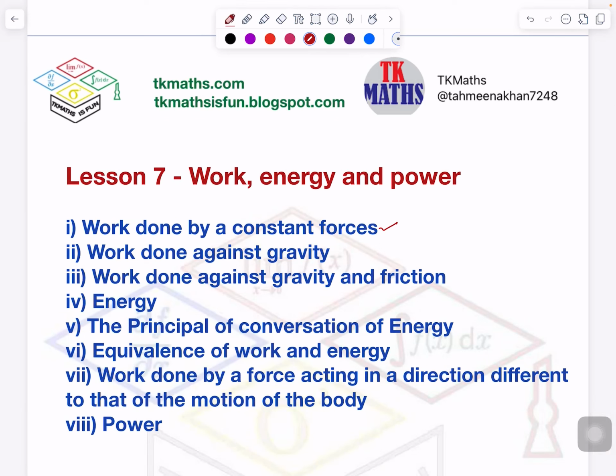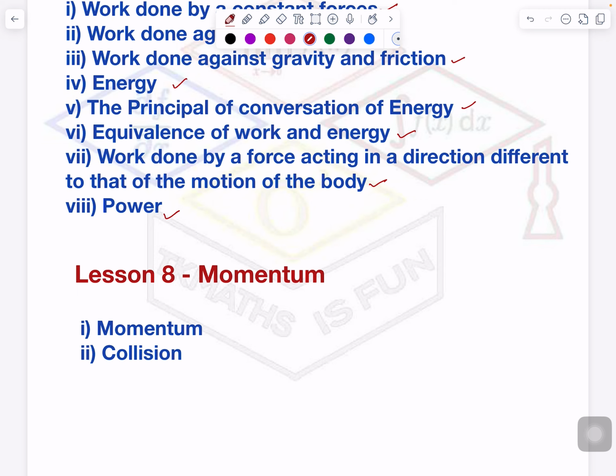Then work, energy and power. Work done by a constant force, work done against gravity, work done against gravity and friction, what is energy, what is the principle of conservation of energy, equivalence of work and energy, work done by force acting in a direction different to that of the motion of the body, and power. And in the last, we will study momentum, which will include momentum itself and collision.